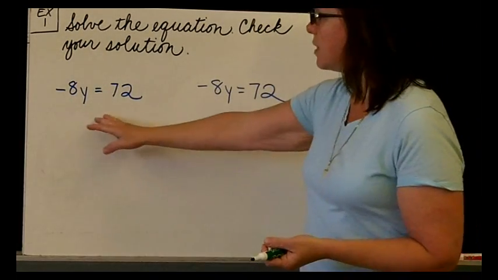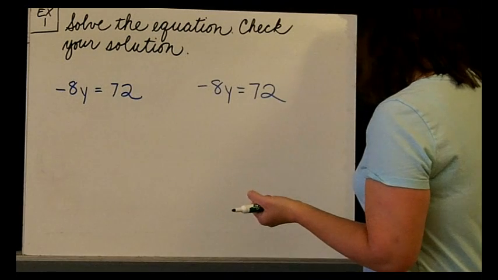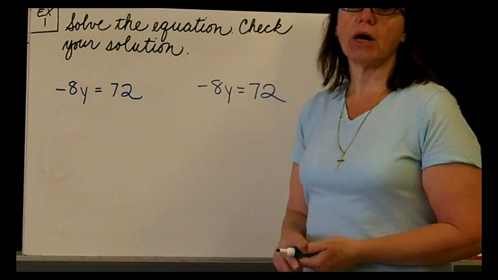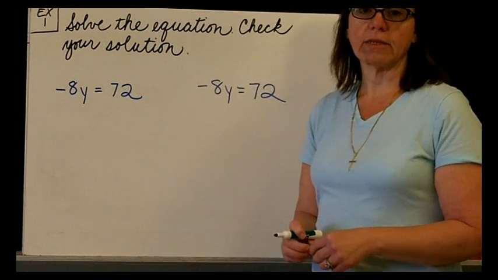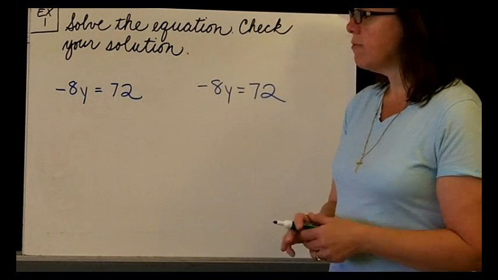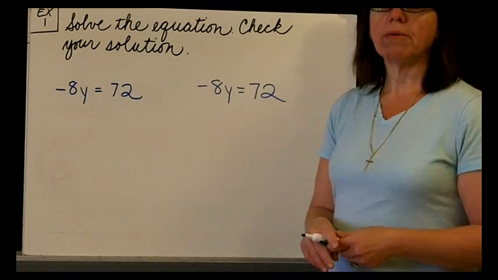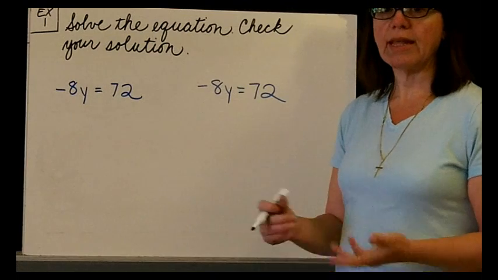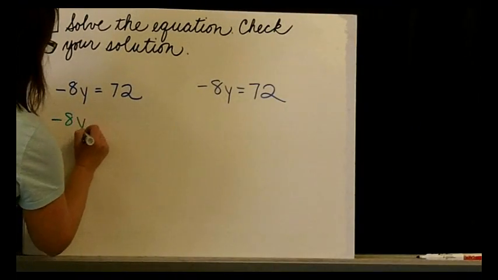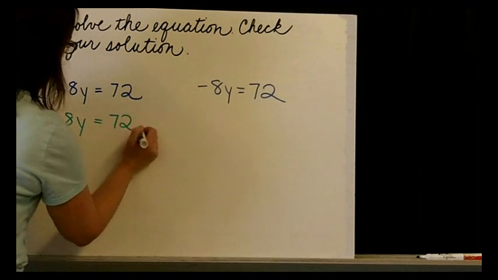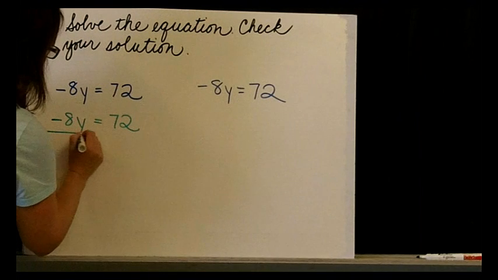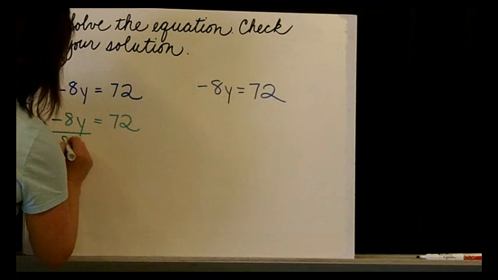For this specifically, the way I like to look at it is I ask myself, what is the opposite of being multiplied by a -8? And in the scheme of inverse operations, that means being divided by a -8. And that's how we will isolate the y. So here's what that means. I rewrite the equation. And now what I have to do is divide both sides by a -8.